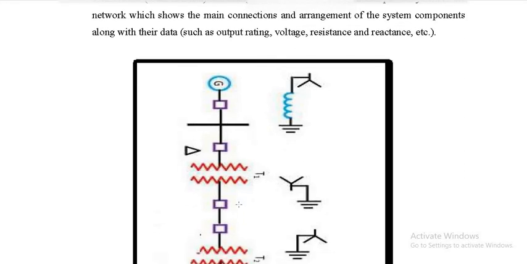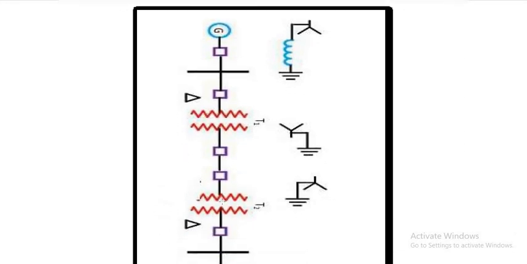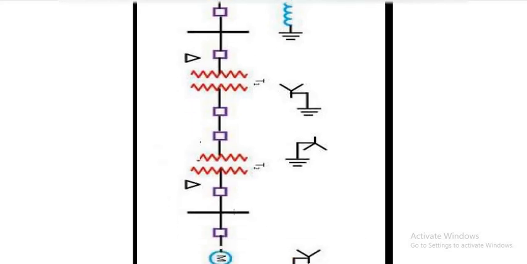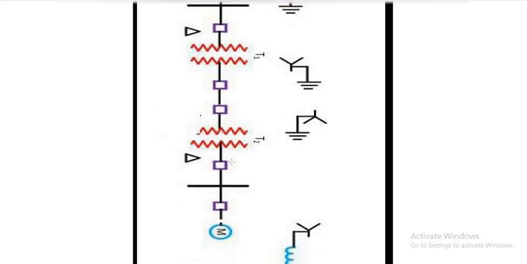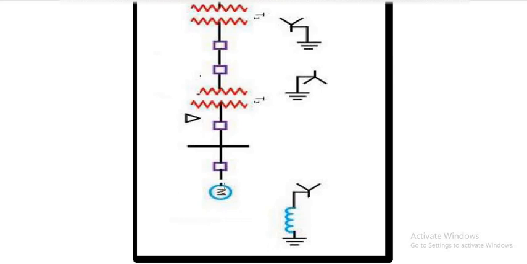Then again, just before the load center, you can see it is stepped down. There are two things, what are called the receiving station and substations. The substations are in the load center, and the receiving station is just at the outskirts of the city. So this is actually the receiving station, and then you can see over here, these are the load centers.